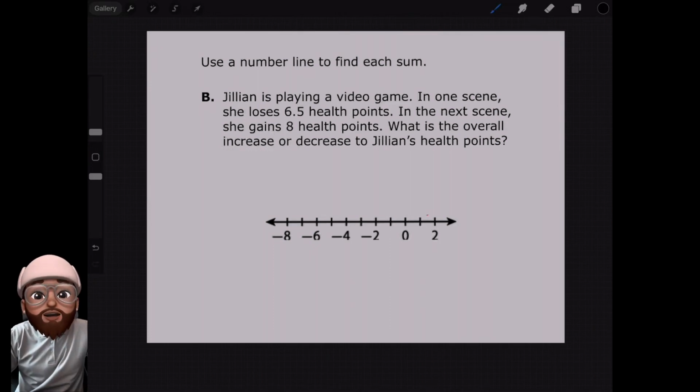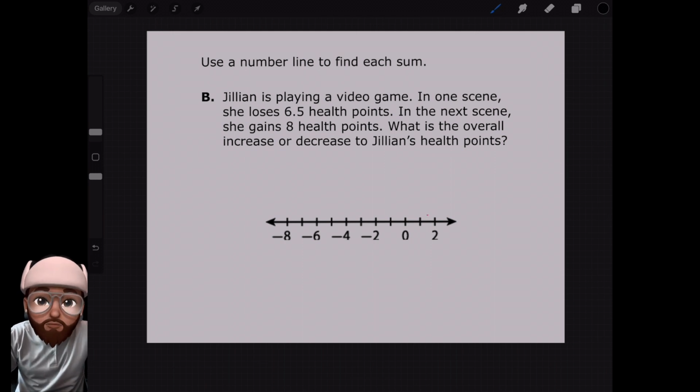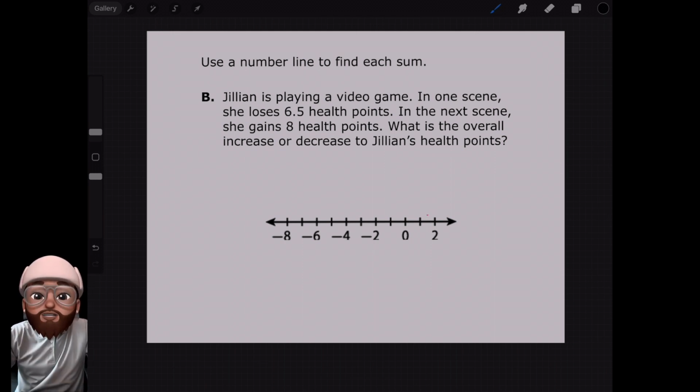Today we were working on adding rational numbers, specifically dealing with whole numbers and integers. So now let's go ahead and move on to an I do dealing with adding rational numbers, specifically integers and whole numbers. Let's get started.